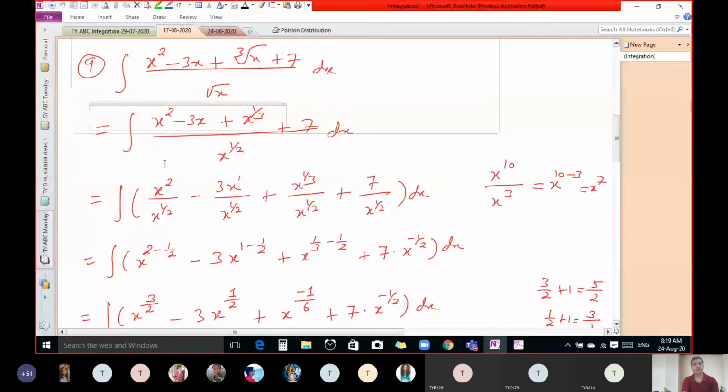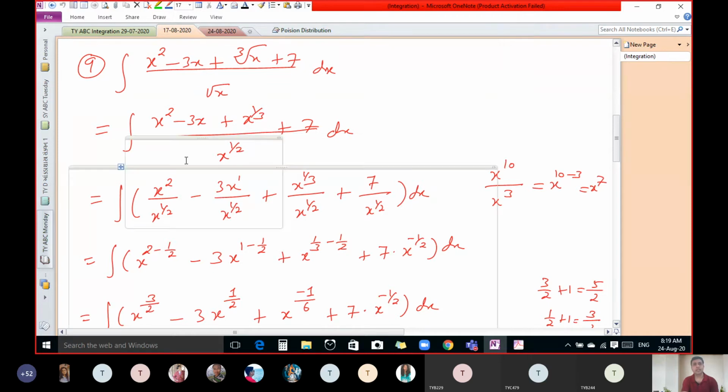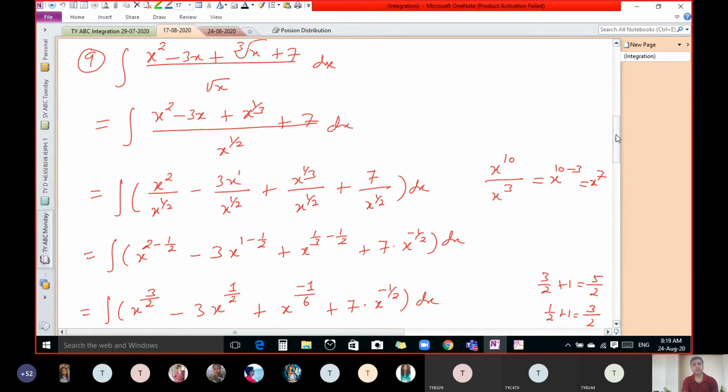Now, what you require to do? This cube root of x, you can write as x raised to 1 by 3, and this root x, you can write as x raised to 1 by 2. And now divide each term by x raised to 1 by 2.